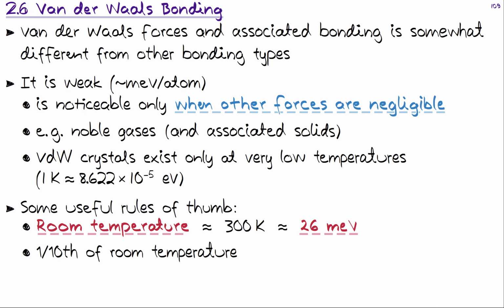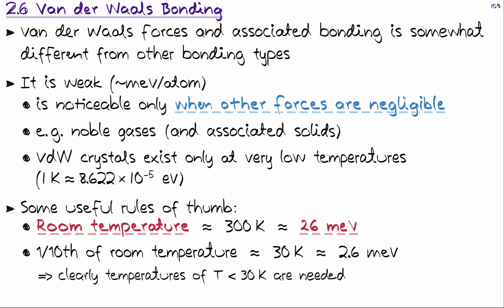Then when we go to 1/10 of room temperature, that's 30 kelvins, and the thermal energy kBT is then 2.5 milli-electron volts. If we have binding energies of the order of milli-electron volts, we see that for a van der Waals crystal to form, we need to go to temperatures that are less than 30 kelvins. This is quite a requirement for the cryostat, as you cannot reach these temperatures with traditional cryostats anymore. So we don't see these van der Waals crystals in everyday life. That's what I wanted to say here.